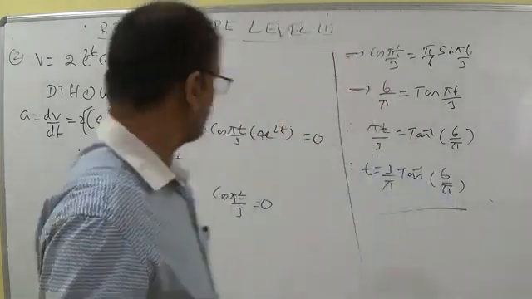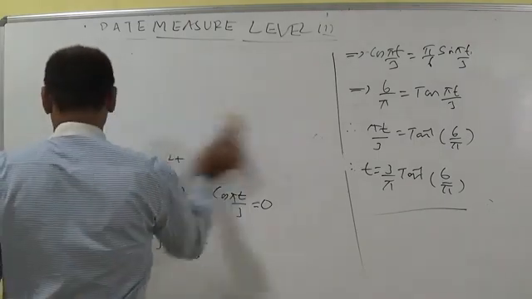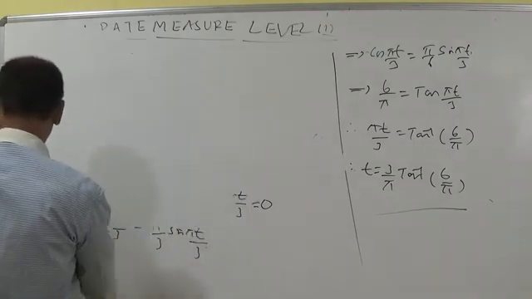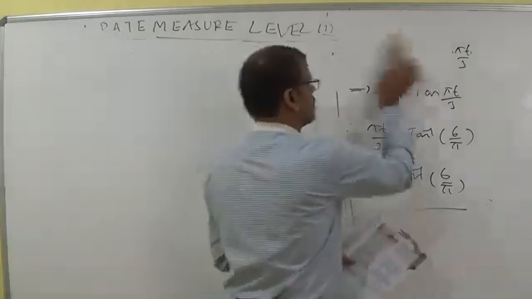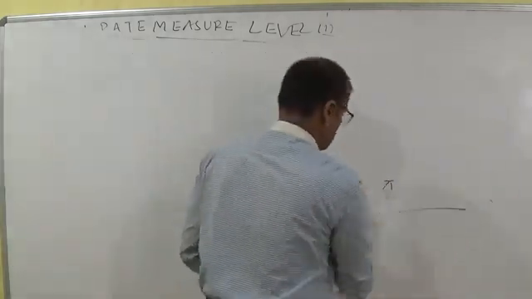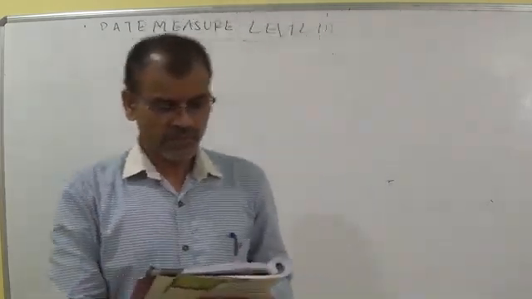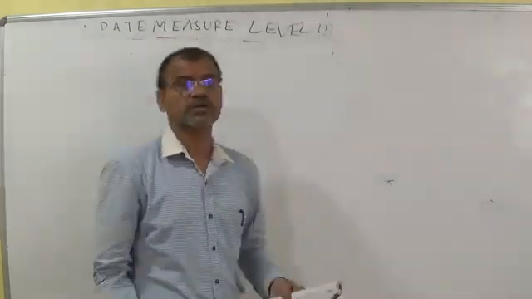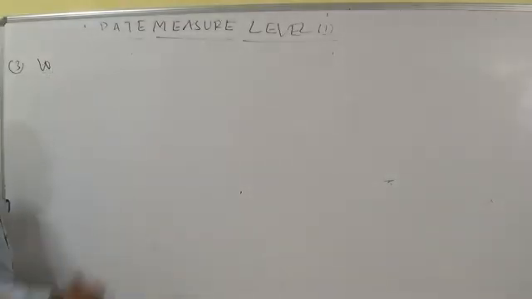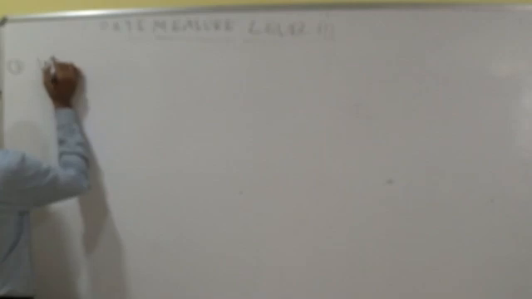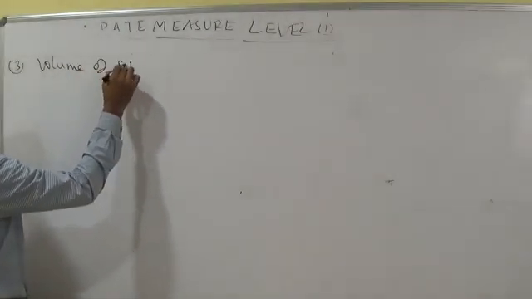Let us go for the third question. The volume of a ball increases at 2π cubic centimeter per second. We need the rate of increase of radius when the volume is given. Whenever it is a ball, we understand that it is a sphere.